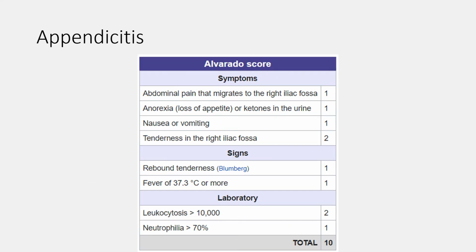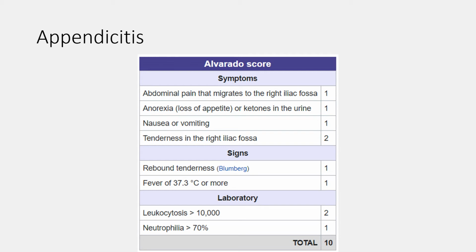Alvarado score is a score that is used to assess the possibility of appendicitis. This score consists of elements from the person's history, the physical examination, and from laboratory tests, which are abdominal pain that migrates to the right iliac fossa, anorexia or ketones in the urine, nausea or vomiting, tenderness in the right iliac fossa, rebound tenderness, fever of 37.3 or more, leukocytosis, neutrophilia.